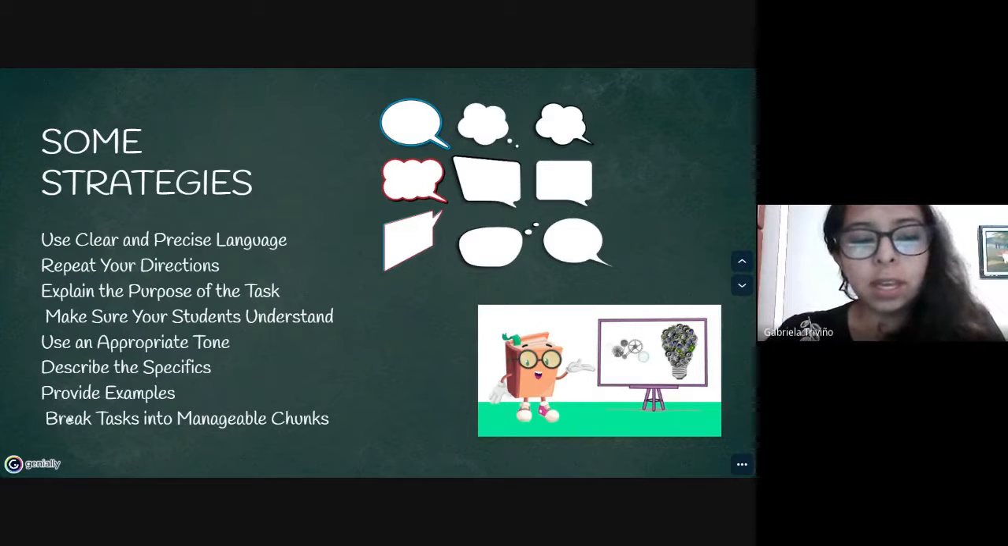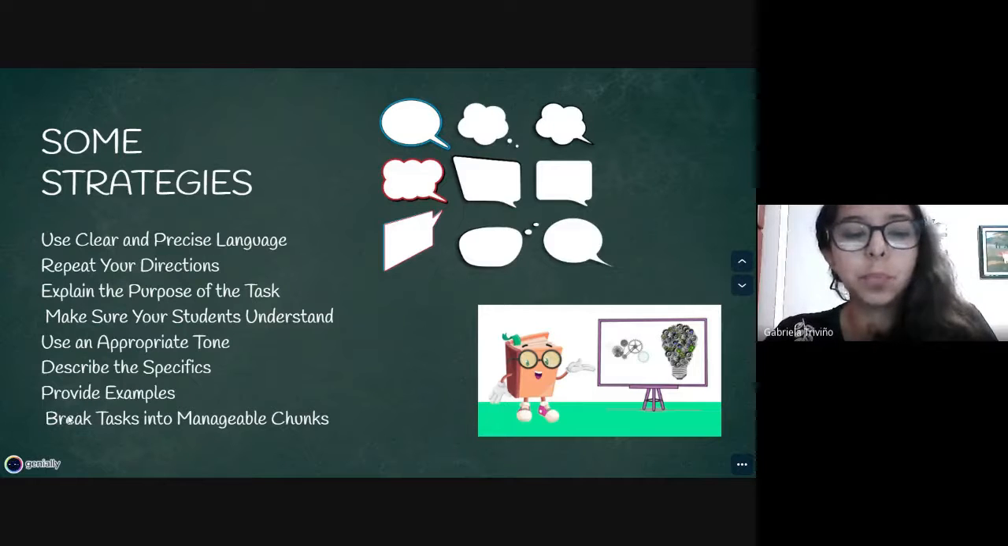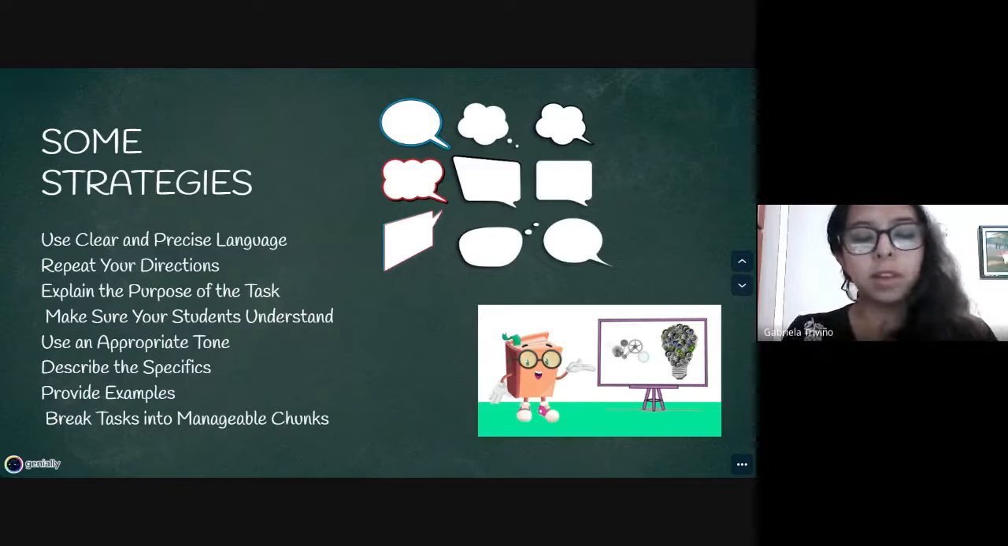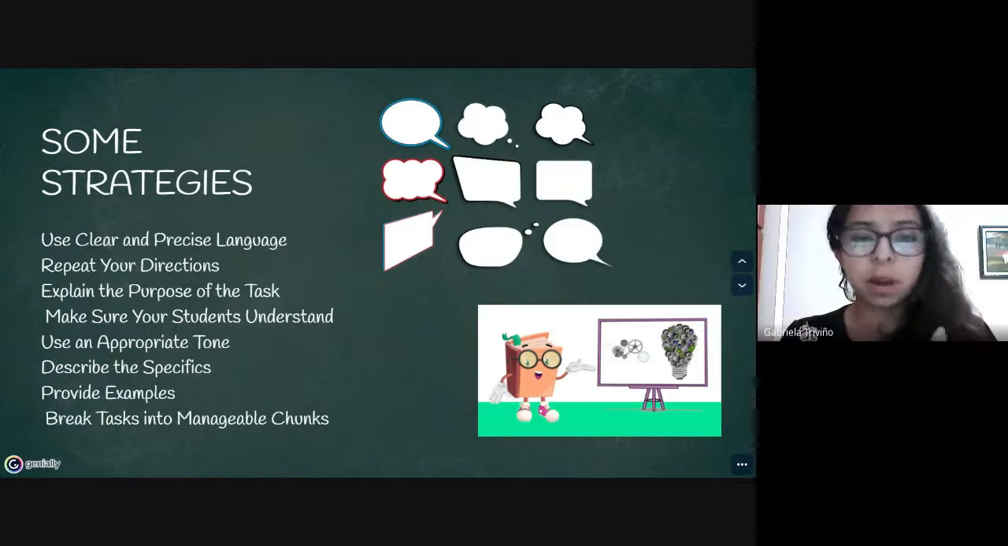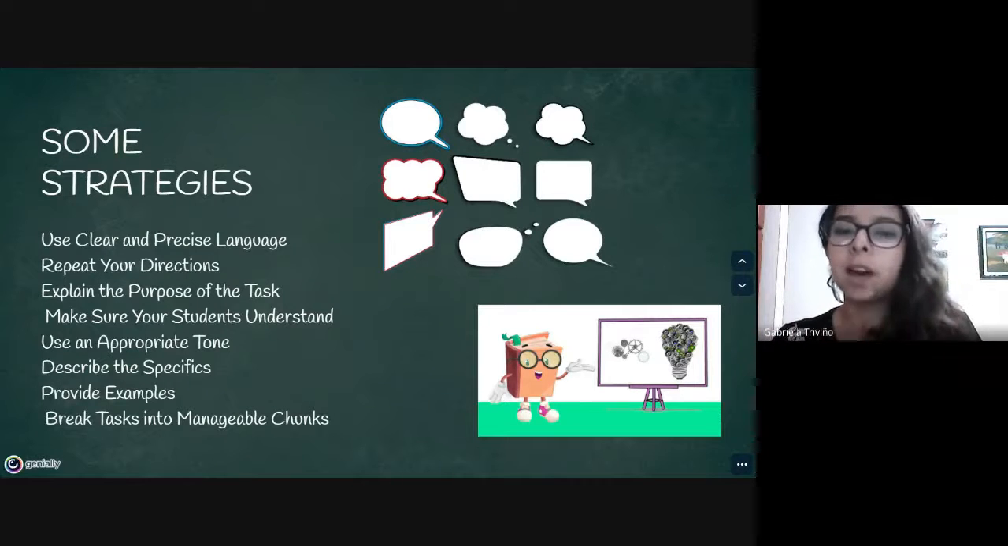And also, the last one, number 8, is break tasks into manageable chunks. What is the meaning of this? For example, if the task that you're going to develop is very, very long, the best thing you can do is break it into steps. In the first part, you're going to do steps 1 and 2. When they finish that, you continue with steps 3 and 4. When they finish this part, you continue with steps 5 and 6.